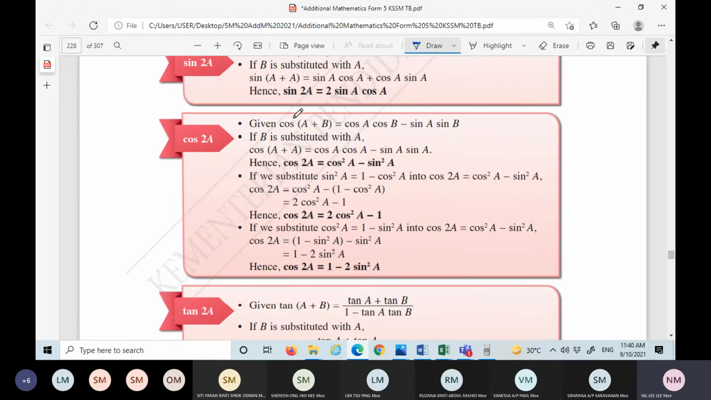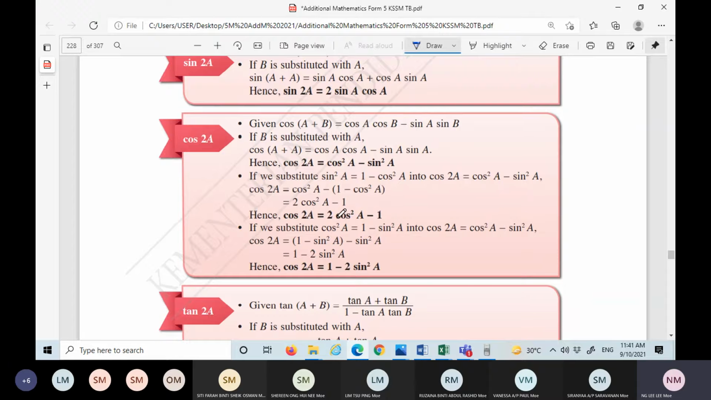Now we go to cos 2A. We start with this. Cos A plus B is this. Then same thing, we just substitute the B with the A, so it becomes A plus A. So all this B you replace with the A. Cos means cos times cos, so cos square A. Sin A times sin A means sin square A. So now cos 2A becomes cos square A minus sin square A.